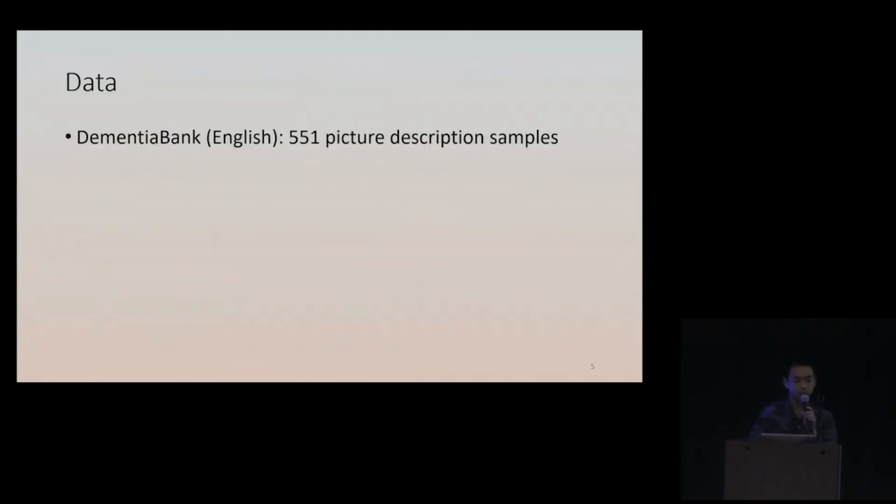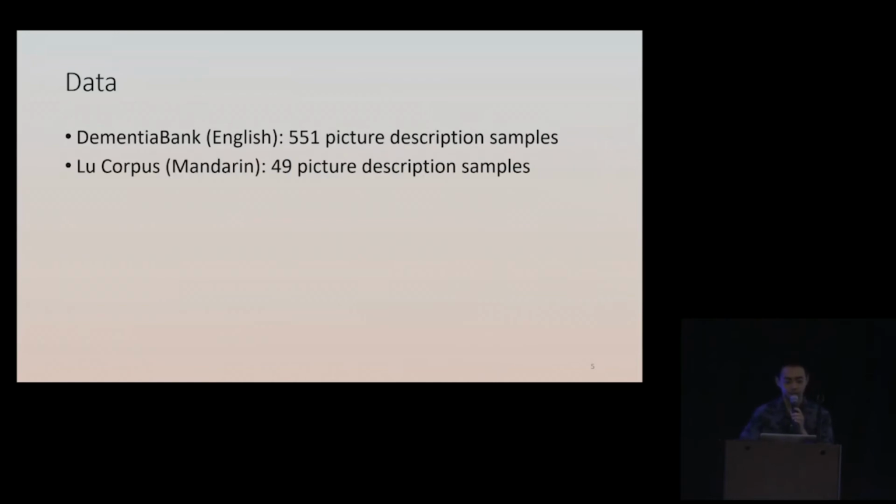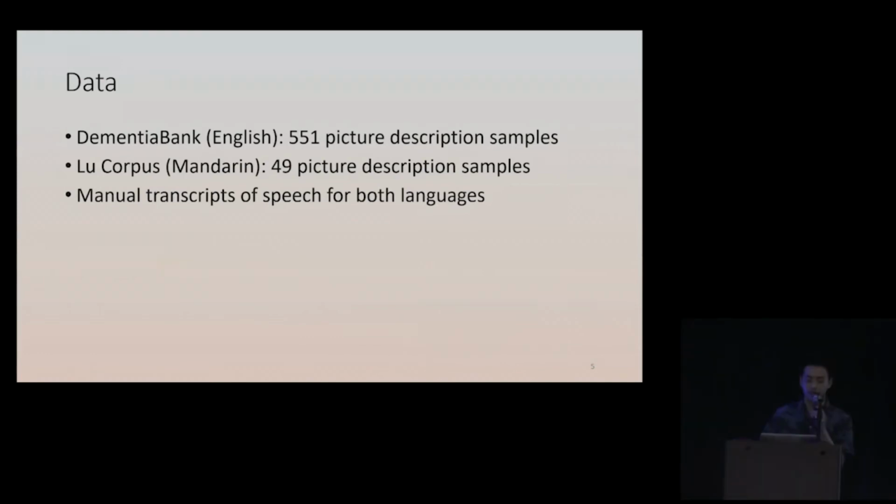For the data set we use, first of all in English, we use a data set called Dementia Bank, which contains around 500 picture description samples. Around half of them are from healthy patients and half of them are from people with dementia. And for Mandarin, we use the Lu corpus, which contains about 1/10 the amount, only 49 picture description samples. For both languages, we have manual transcripts of the speech from human annotators.